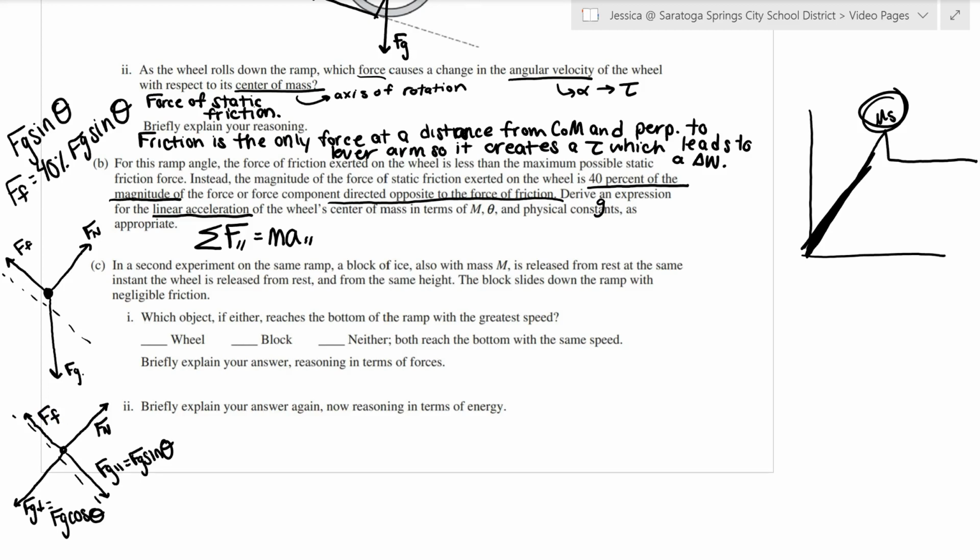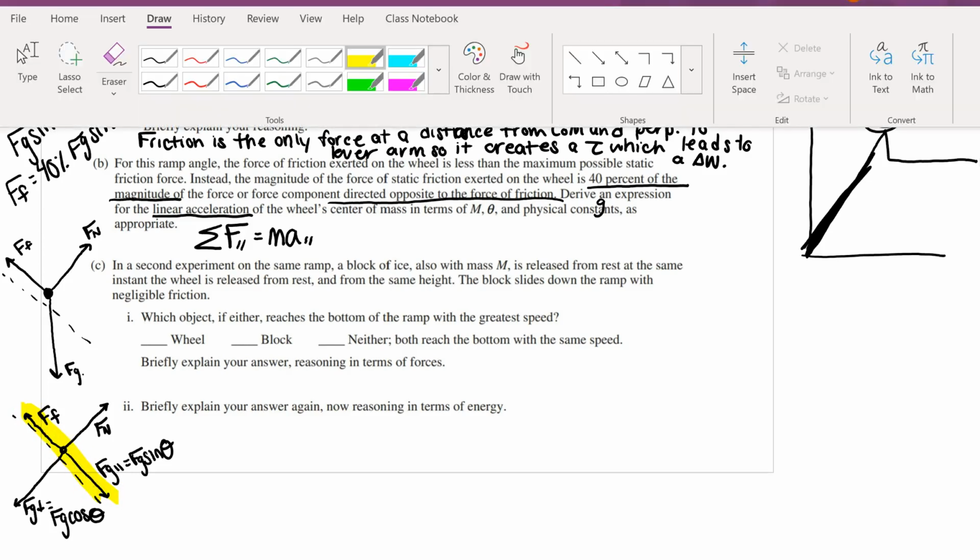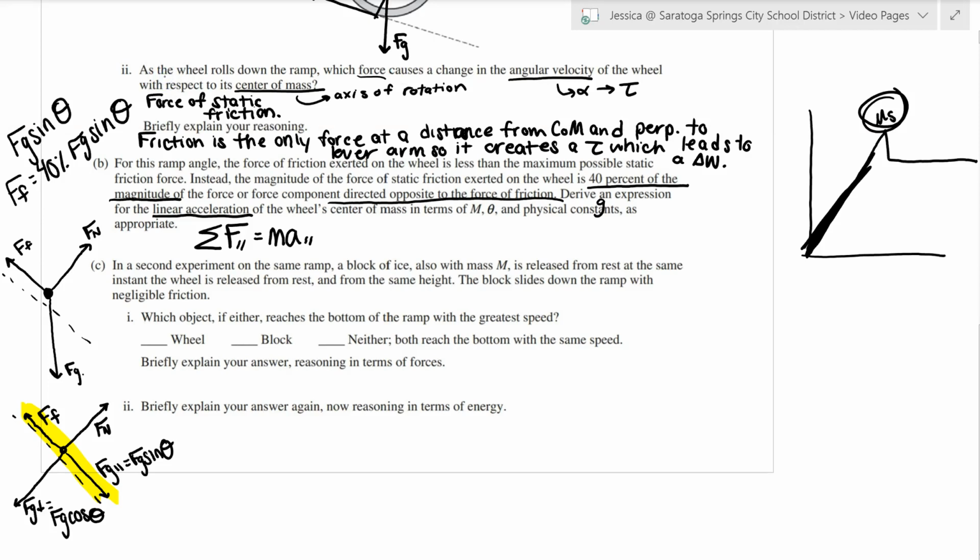So we're focusing in on this direction here. Okay, so just those two forces. We can ignore Fg perpendicular and the normal force. Since Fg sine theta points down the incline, and that's my direction of travel, I'm going to call that the positive force. So Fg sine theta minus the friction force is ma. But it tells me in the problem that the friction force is 40% of that Fg sine theta.